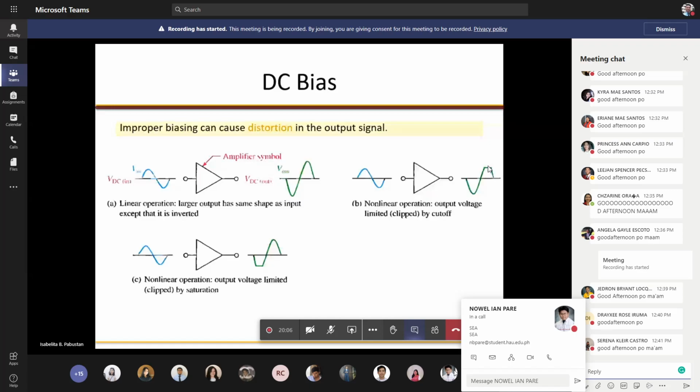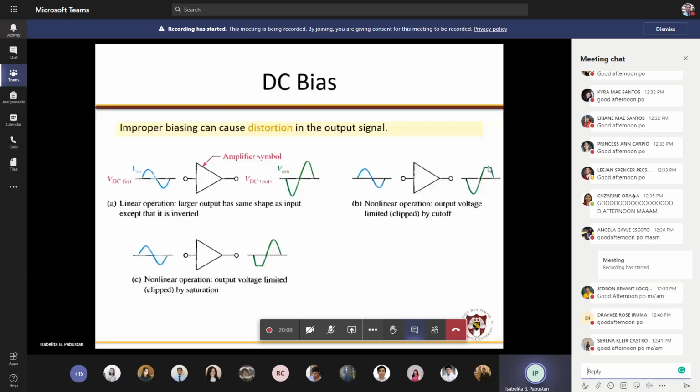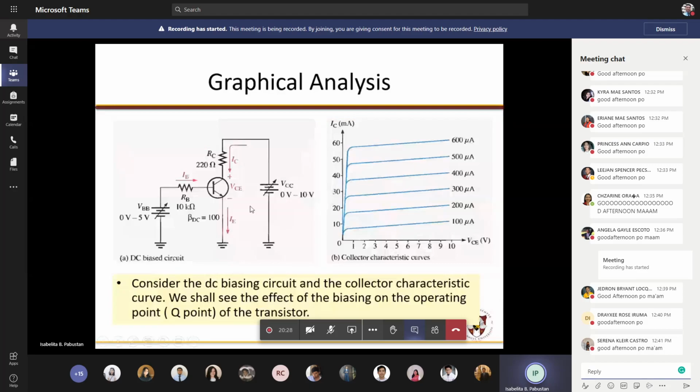You will see later kung bakit this one is limited by saturation, na-clip dito sa ibaba, bakit ito naman ay limited by cut-off, na-clip sa taas. Now, graphical analysis, consider the DC biasing circuit, ito, and the collector characteristic curve, this one. We shall see the effect of the biasing on the operating point of the transistor.